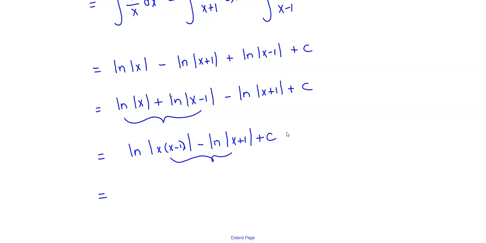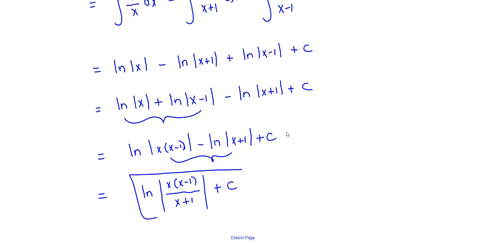And now we can condense those, so we have one single logarithm where we have the natural log of the absolute value of x times x minus 1 over x plus 1, plus C. And therefore, there is our result.